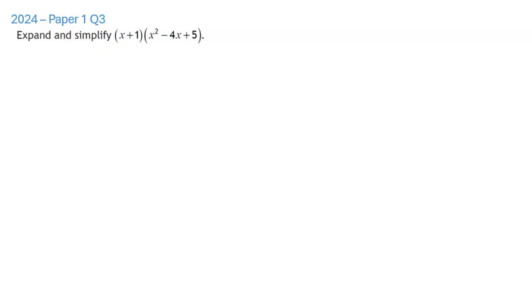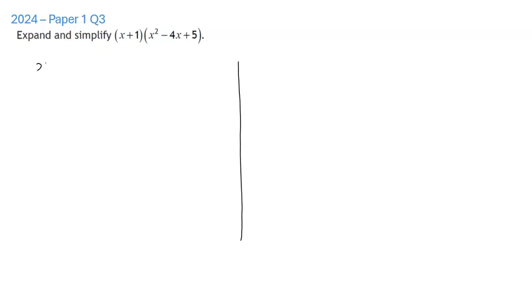Second one comes from the 2024 exam, and this is paper 1 question 3. Now this is expand and simplify something that looks like that: x plus 1 and then the second bracket of x squared minus 4x plus 3. This is one of the ones where it's expanding a linear and a quadratic bracket together. Now we had the 2 methods for this sort of one here. I'm going to show you them both.